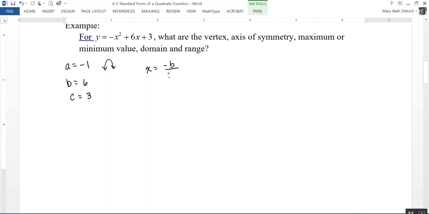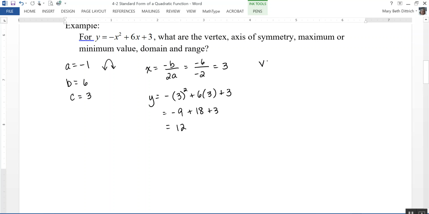The x of my vertex is x equals negative b over 2a, or negative 6 over negative 2, which is 3. Now to get my y value, I'm going to plug 3 into that equation for x. So negative 3 squared plus 6 times 3 plus 3. And remember PEMDAS, I'm going to square first and then multiply by negative 1. So that's 9 times negative 1, which is negative 9, plus 18 plus 3, or y is equal to 12. So my vertex is the point (3, 12).